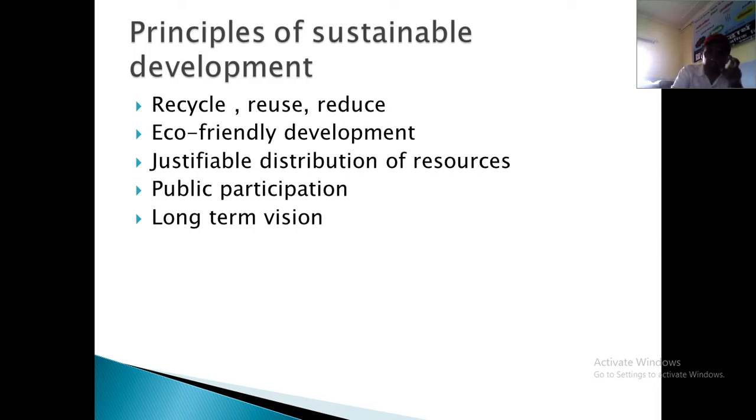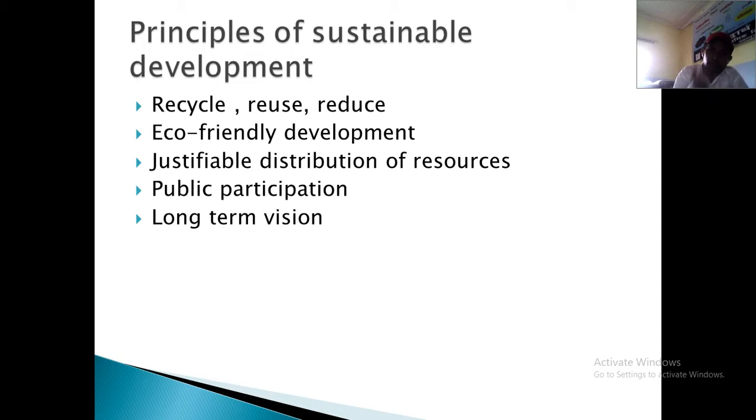Its principles are recycle, reuse and reduce. Sustainable development focuses on recycling whatever resources we have, we have to reuse them, and we have to reduce garbage and pollution. Eco-friendly development means economic growth and other growth should continue, but it should not hamper development or the environment. So, it is called eco-friendly development.